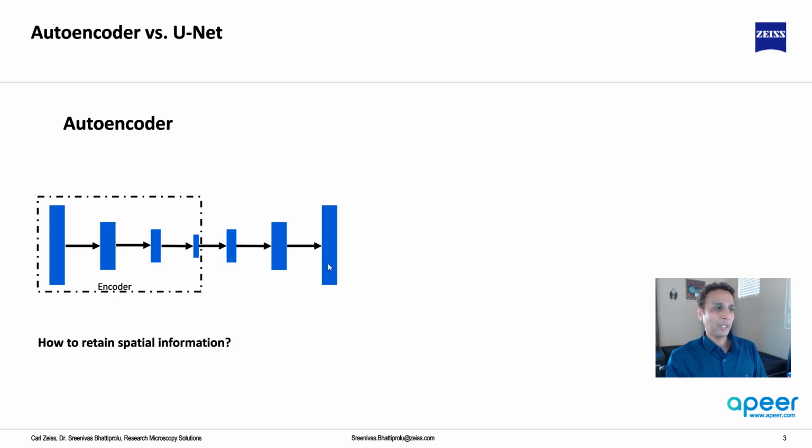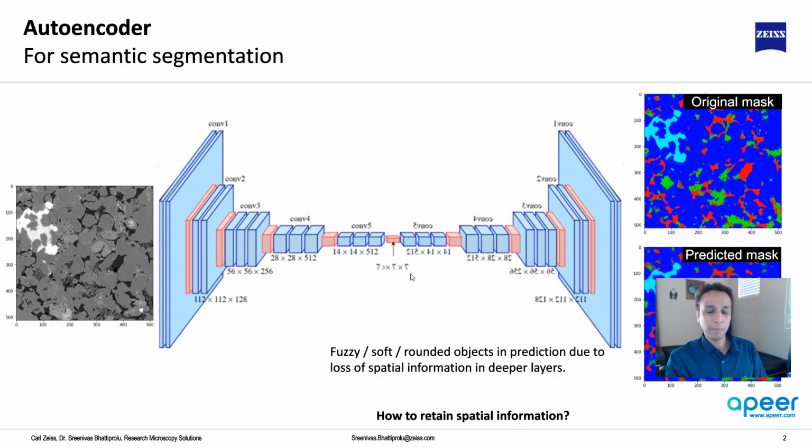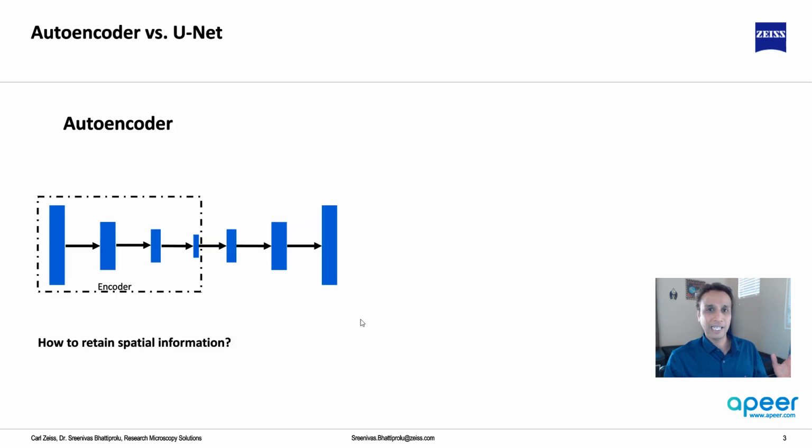So let's look at the autoencoder in a nice abstract way, right? Not make this as complicated as this. An autoencoder, again, is anything that goes from a large size to small, and then goes back up in convolutional layers. So we have this encoder part, and the remaining is the decoder, right? So how to retain spatial information? Well, what if we add the spatial information from here to the decoder layers? What if we can take encoder spatial information and add it to the decoder, right?